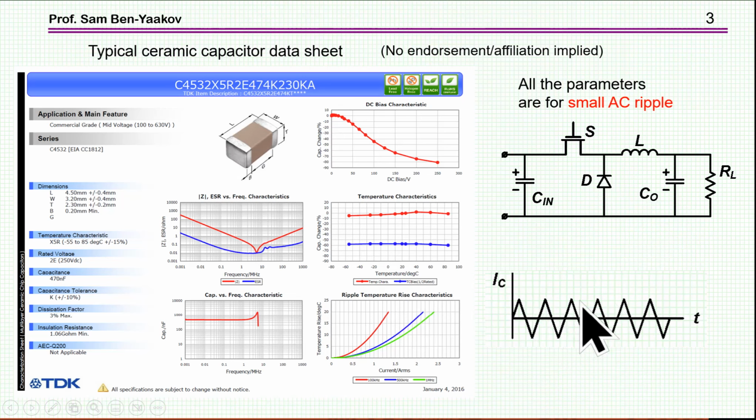We have a ripple here which will be passing through the capacitor and eventually can cause a high rise of temperature. Of course, in other applications like a resonant converter, the ripple current, the AC current, is much higher. So there is a question: what are the losses and what will be the temperature rise of such a capacitor?